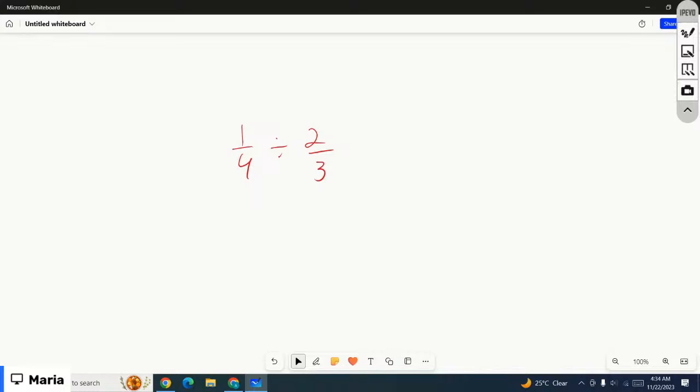So, what you have to do? Simply replace the division sign with multiplication. Reciprocal the term, that would be 3 over 2. And then do numerator times numerator, denominator times denominator. 3 times 1 is 3 and 4 times 2 is 8. So, that would be 3 over 8.